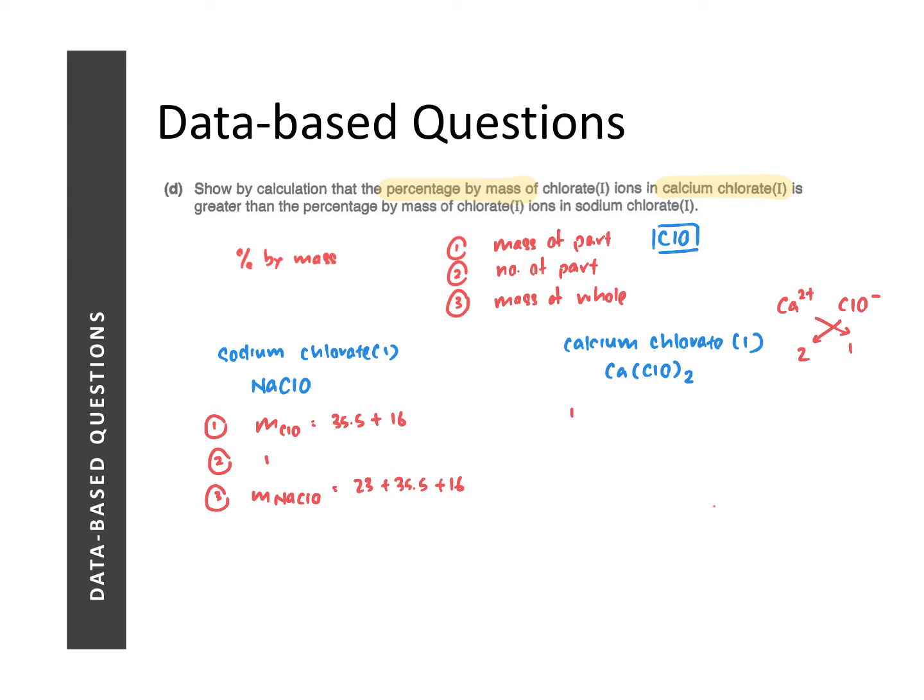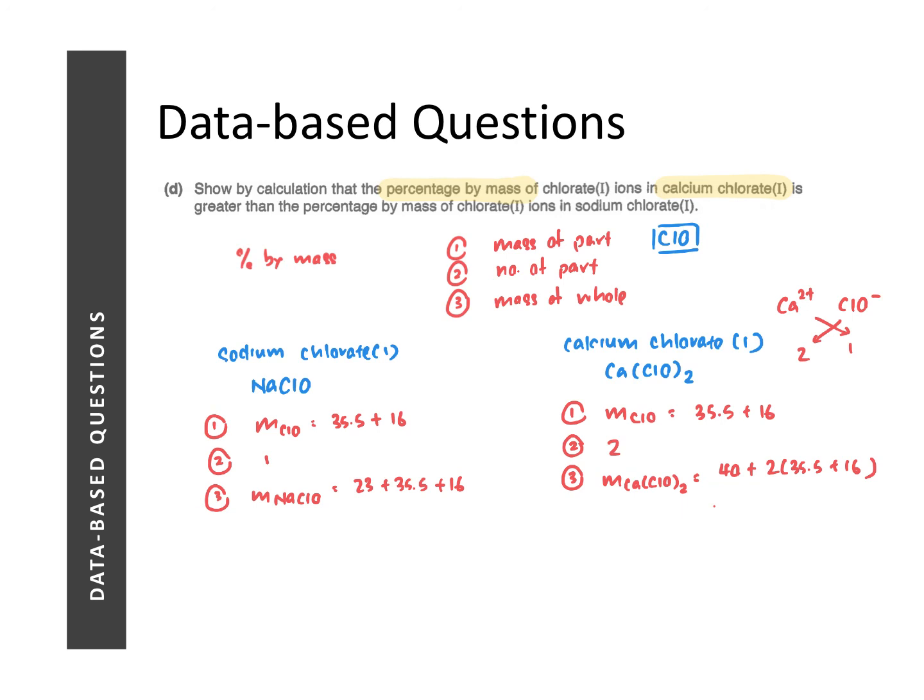Now for calcium chlorate, the mass of part is the same because we are looking at the same part, which is ClO, but the number of parts would be different. If you look at the formula of calcium chlorate 1, there are 2 ClO units in there. So 2 of them, and the mass of the whole, in this case, we need to calculate the molar mass of the entire formula unit.